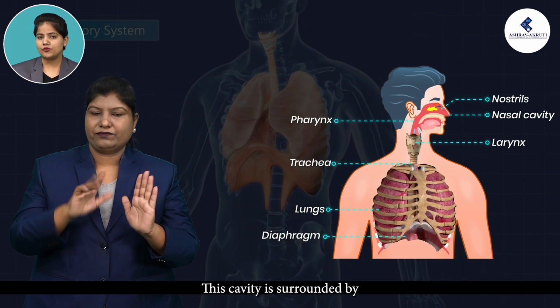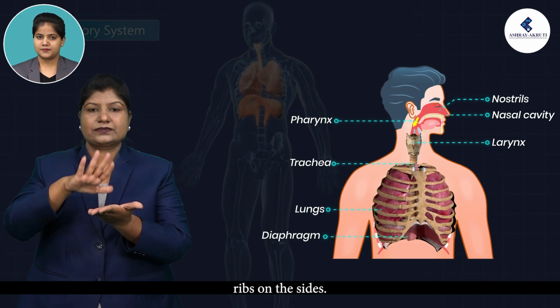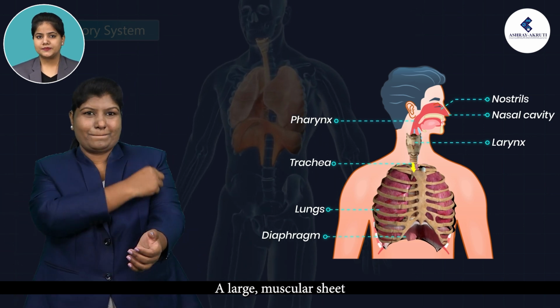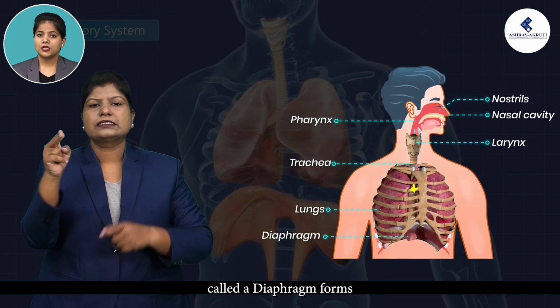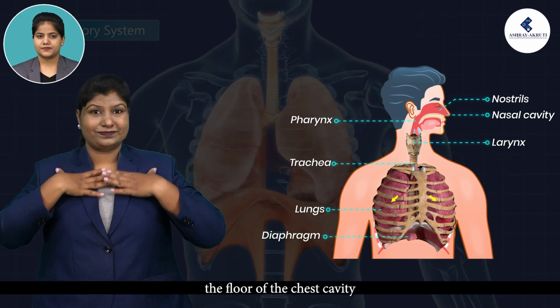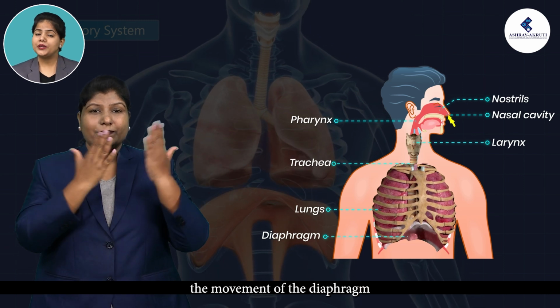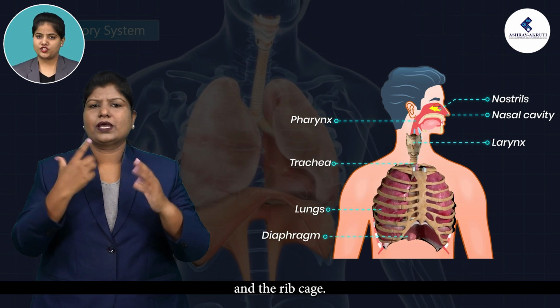This cavity is surrounded by ribs on the sides. A large muscular sheet called a diaphragm forms the floor of the chest cavity. Breathing involves the movement of the diaphragm and the rib cage.